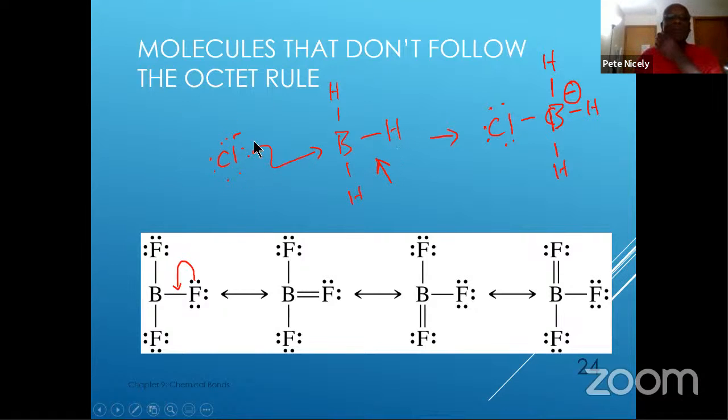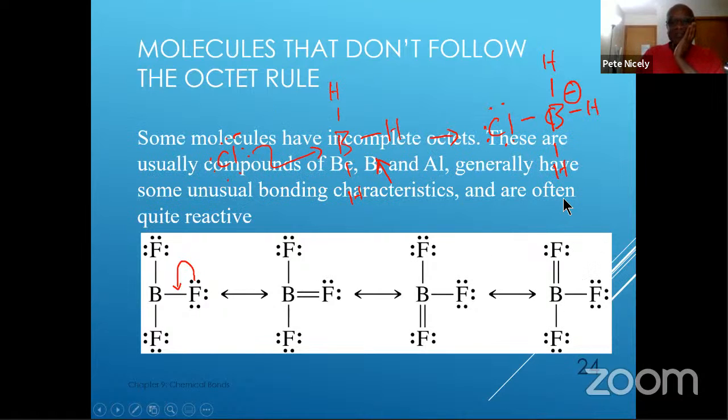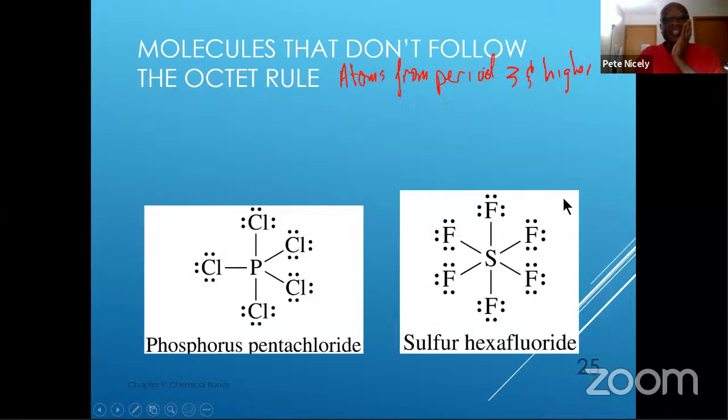So for example, if you have a chloride ion here in close proximity, then it will donate a pair of electrons here. You're going to have a double bond here, and now the boron has its octet satisfied, and this would be the resulting structure, all right? So that's another example of a molecule that doesn't follow the octet rule. A third example, go to the next slide.